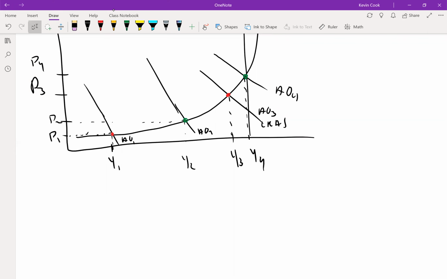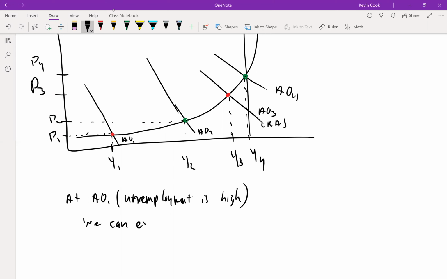So what we can notice is when we're down here, when we're at aggregate demand 1, we see that our unemployment is very high, right? And what we see happen here is that we can experience a large amount of growth with relatively small inflation.